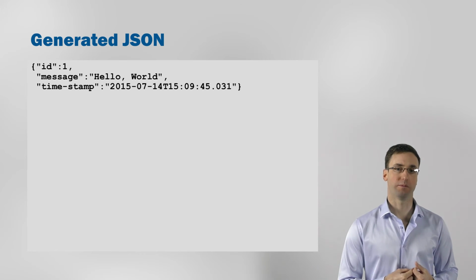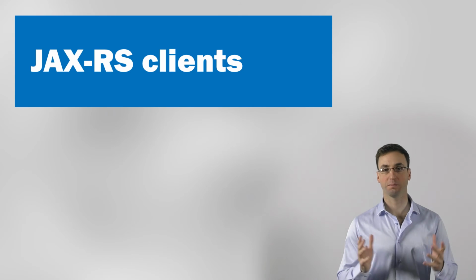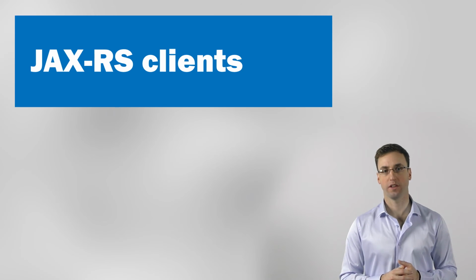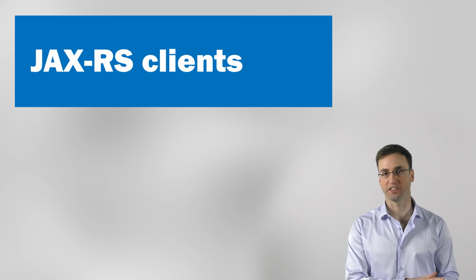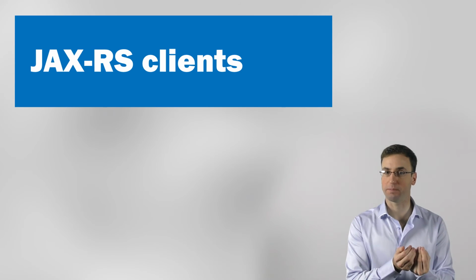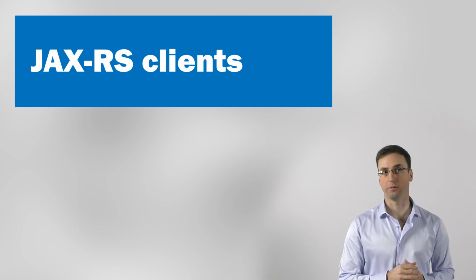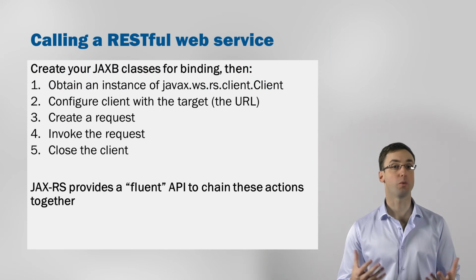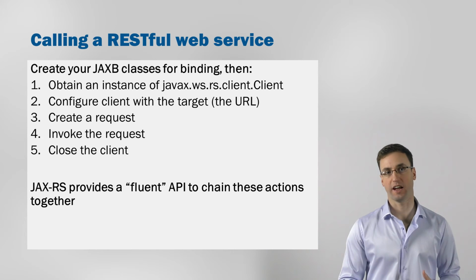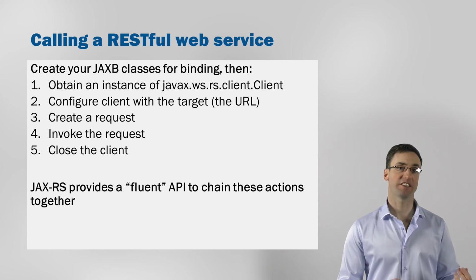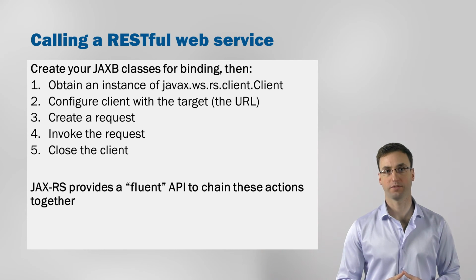So that's how to create a web service. But once you've created a RESTful web service, how do you use it? Well, the first thing you need is those class files with JAX-B annotations. This is so that when you receive a response, the XML or the JSON can be converted back into Java objects. So once you've got those JAX-B mappings set up, you can use the JAX-RS client. The JAX-RS client is designed to make it easy for you to use RESTful web services.